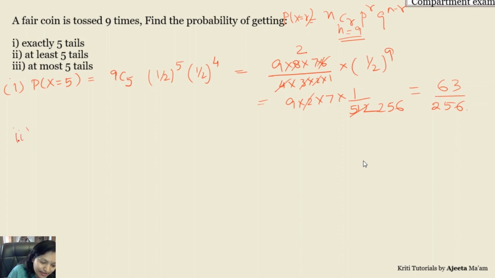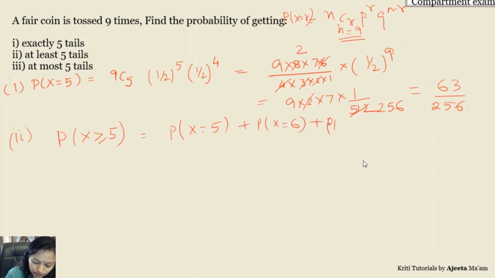Now the second one, at least 5. At least 5 means greater than or equal to 5. So how many cases do we have? 5, 6, 7, 8, 9. So these 5 are to be added. A bit lengthier, but a direct question.